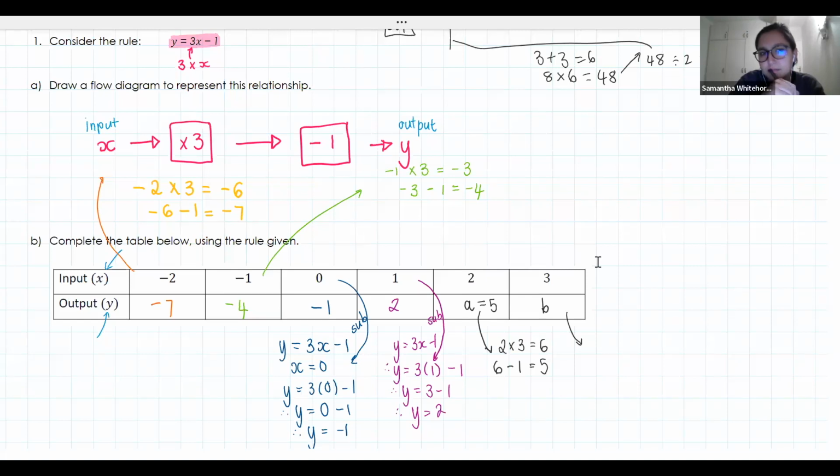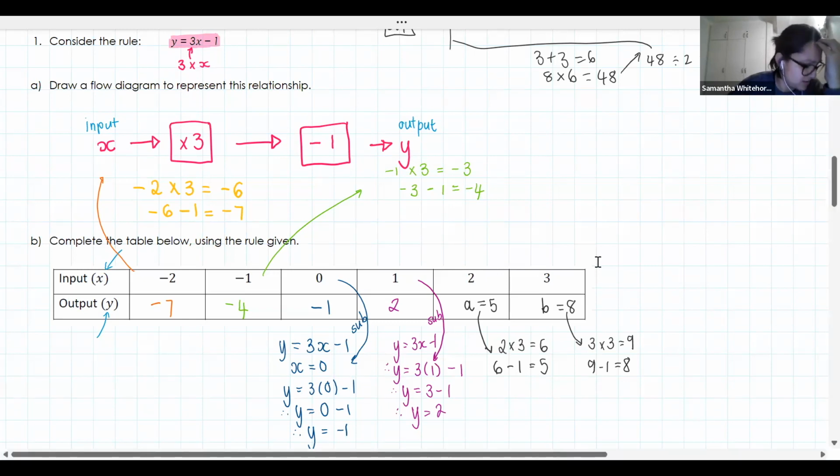So I say 3 times 3, which is equals to 9. And then I say 9 minus 1, which is equals to 8. Perfect. So B is 8.